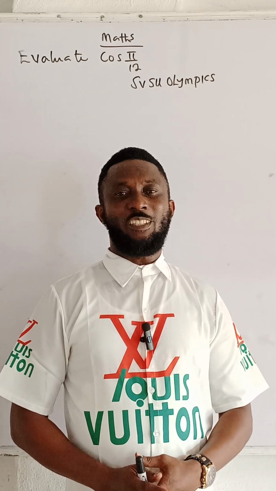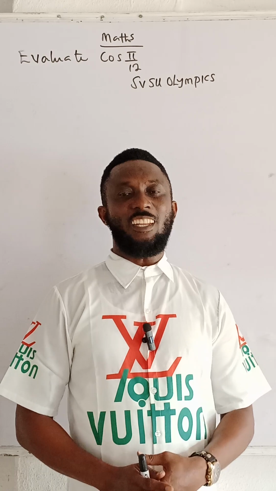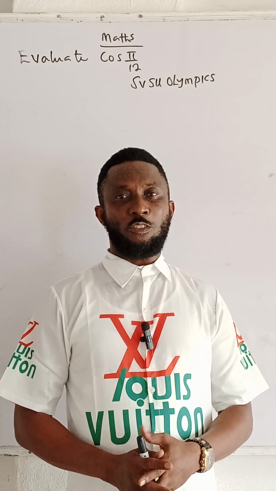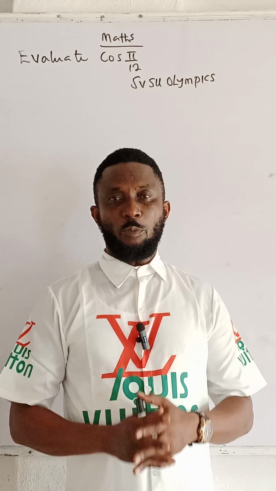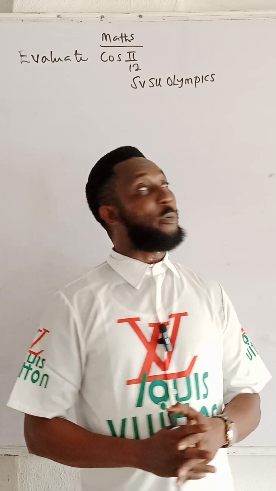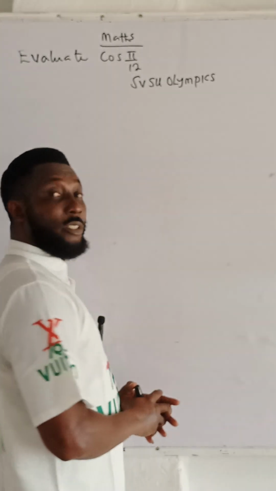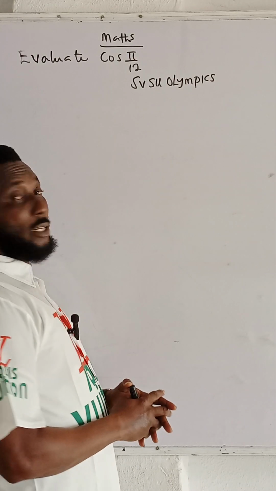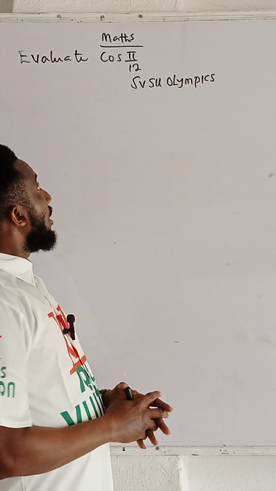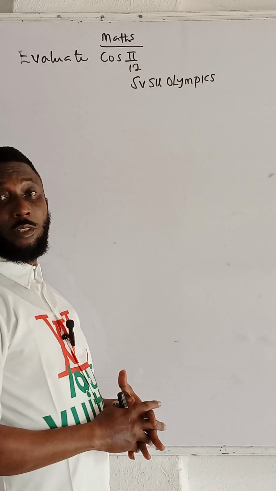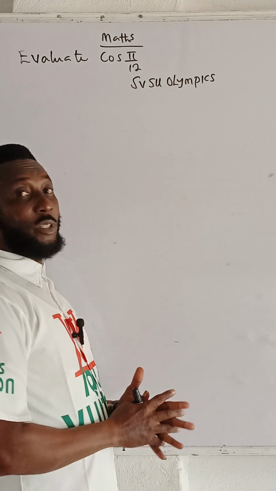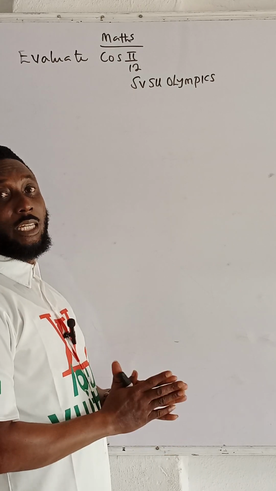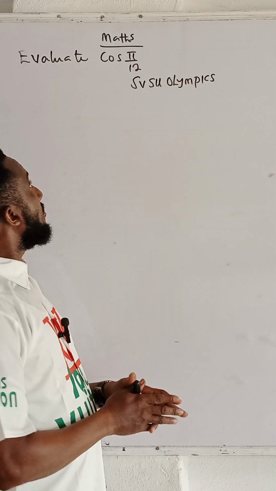Today is another beautiful day and we have an interesting challenge, an Olympics question of Saginaw Valley State University in America. Now let's delve into the solution proper. So we have to evaluate the cosine of pi on 12. Now in this exam, you are not allowed to use a table nor a calculator. So it means that you must be creative by thinking outside the box.